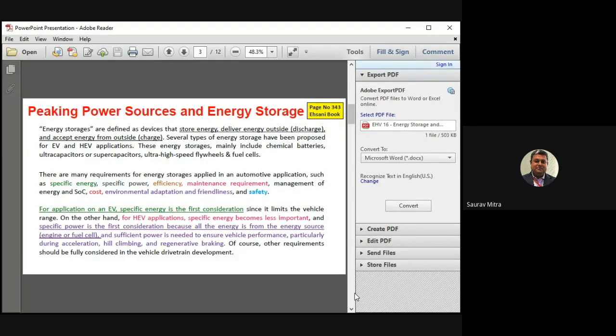So there is a question directly: definition of specific energy, definition of specific power, where is specific energy required more, that is EV, and where is specific power required more, it is HEV. Those things you have to remember.